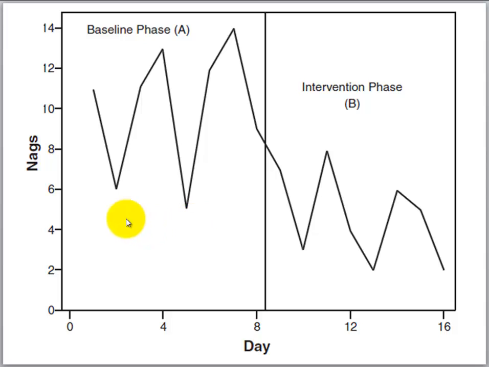Here are our baseline measurements. The vertical line in the middle conveys the time of intervention. We can eyeball this data, and you can see the baseline measurements are higher than the intervention phase ones, so there is indeed a decline, at least visually, from baseline to intervention.